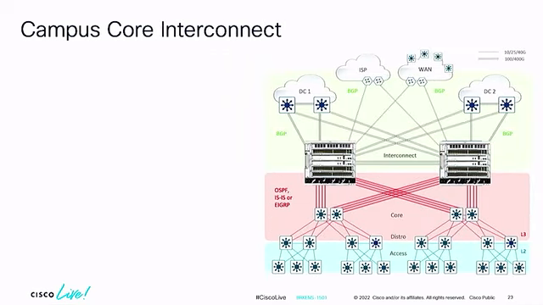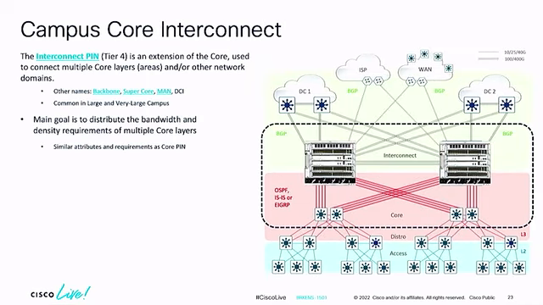Sometimes we have these campus core interconnects, and again, this is somewhat rare. You tend to see these in very large campus environments. You might hear these referred to as a super core or something like that. This is where I'm aggregating maybe several core layers into another layer. And this tends to be all routing. There's no layer 2 here.